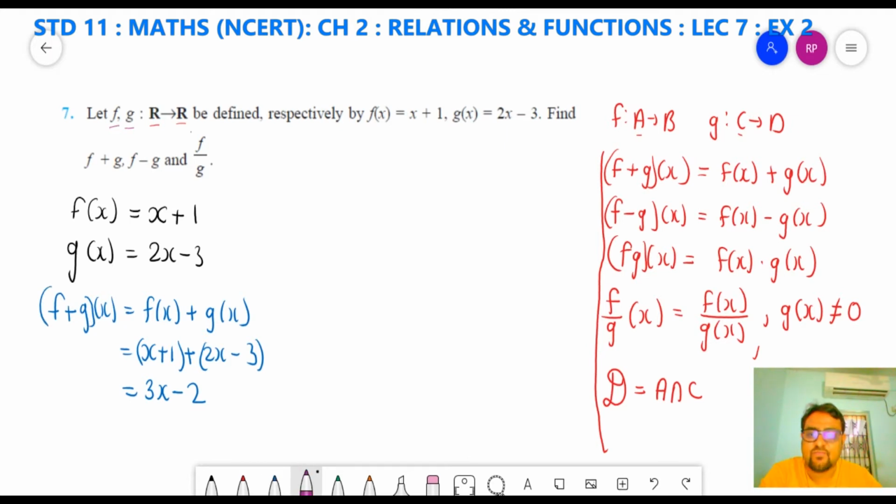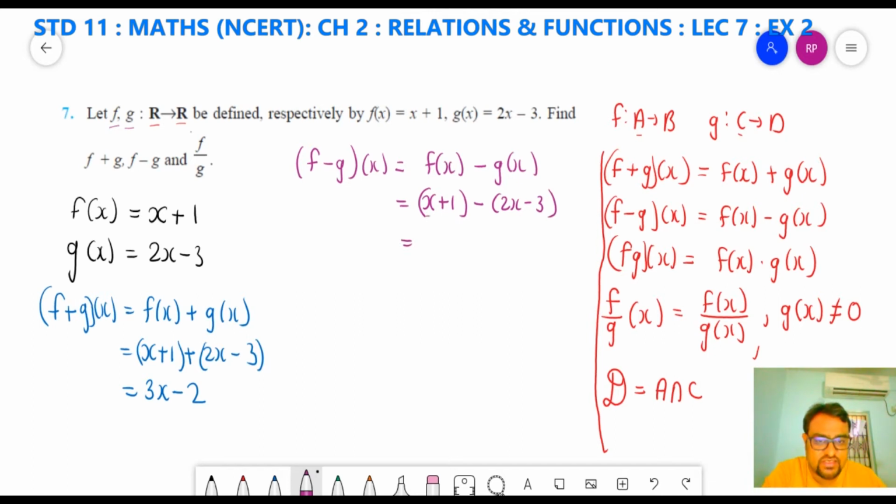Next, f minus g. We have to find this function. This will be equal to f(x) minus g(x). So f(x) is x plus 1 minus (2x minus 3). So x minus 2x will be minus x, and 1 minus minus 3 is 1 plus 3, which will be equal to 4. So this will be equal to 4 minus x. This is (f minus g)(x).